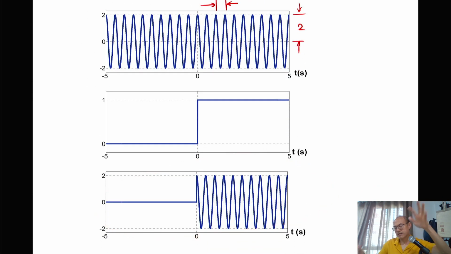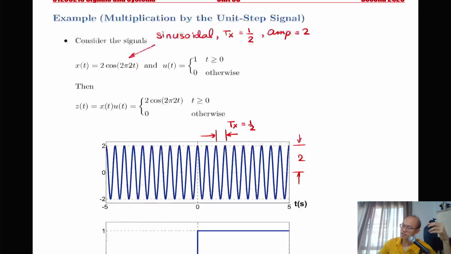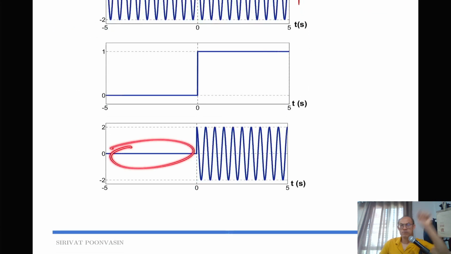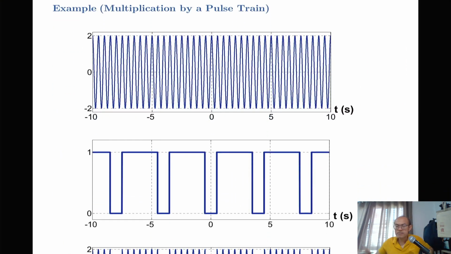So it's basically, when you multiply something with this kind of function, it's like you're switching the signal x at time 0. The switch is closed at time 0, and the switch is open before time 0. So this is what happens. You're kind of like closing the switch at time 0, and the signal will go on. Now what about this?